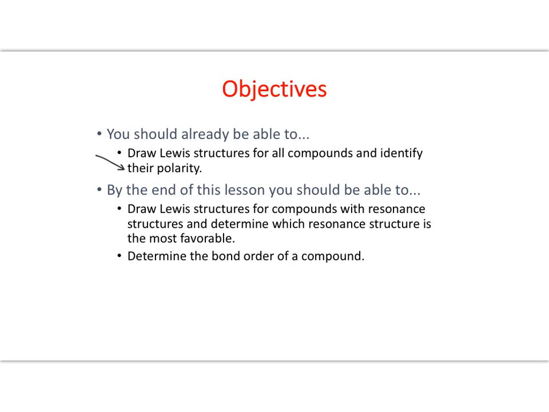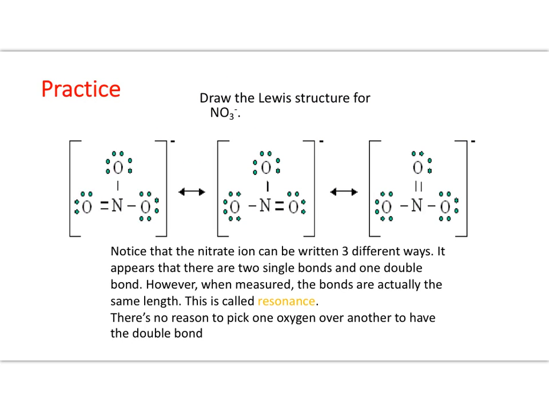By the end of this lesson, you'll be able to draw Lewis structures for compounds that have resonance structures, and also use formal charge to determine which resonance structure is favorable. We'll also look at determining bond order, which takes like 12 seconds. To introduce this concept of resonance, I'm going to draw the Lewis structure for the nitrate ion.